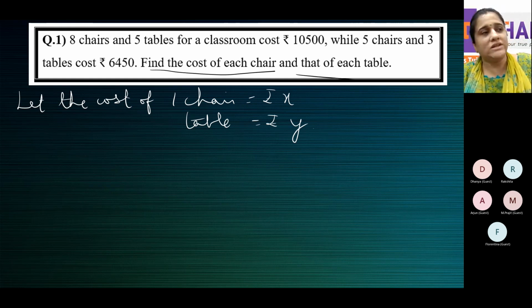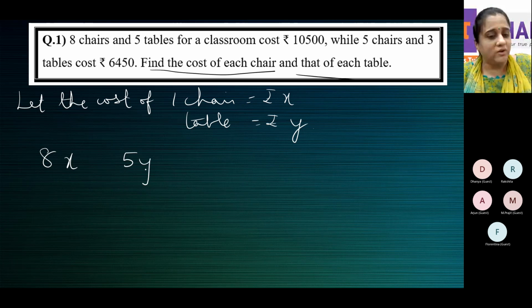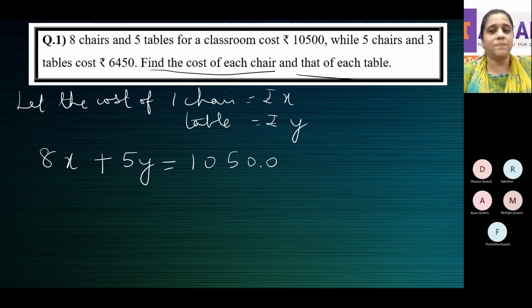8 chairs. So one chair X rupees, 8 chairs, 8 into X. One table, Y rupees. So 5 tables, 5Y. Now together the cost is 10,500. 8X and 5Y together. So when you add them, the total cost is 10,500. Correct?